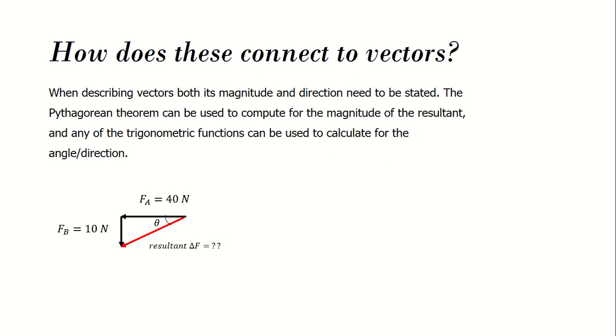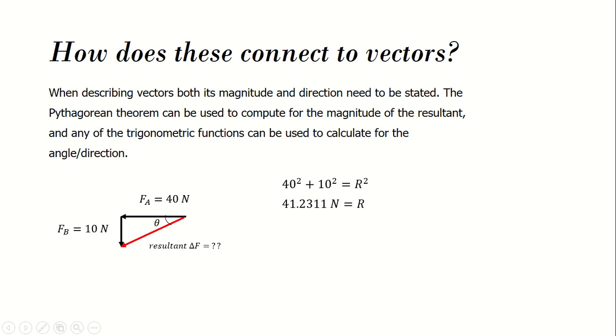But again, we cannot just add or subtract 40 and 10 because now they are not acting in the same axis. So how do we solve for the resultant? How do we get the magnitude and the direction? To get the magnitude of the resultant, we will be using the Pythagorean theorem. But you can see here that I replaced C with capital R because that will be my symbol for resultant. And I will be getting this answer.